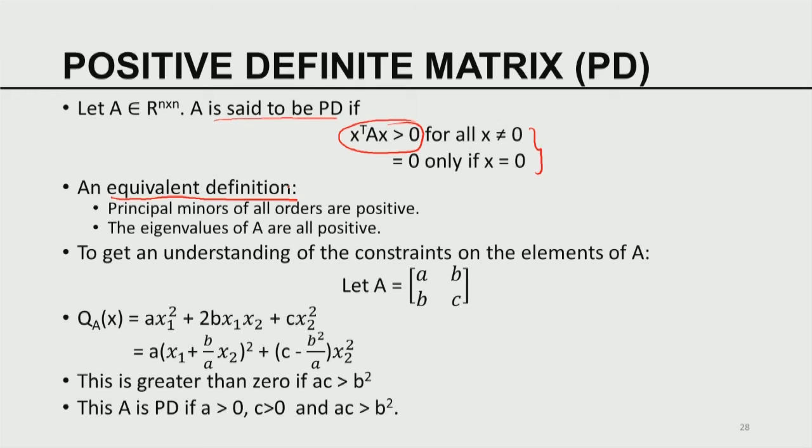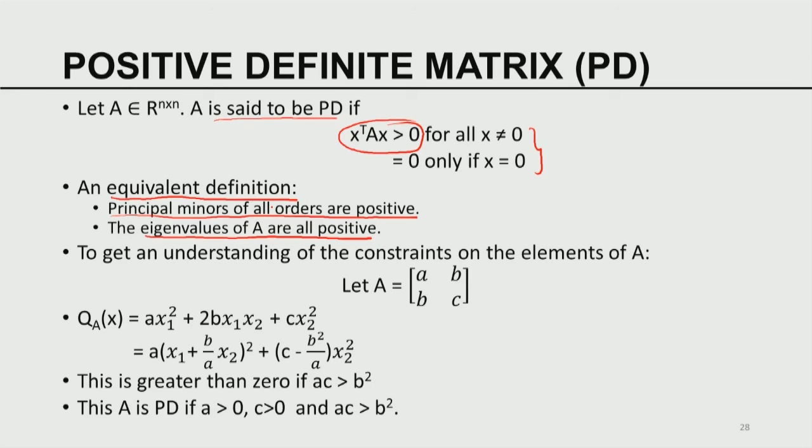So tests have been developed to decide under what condition a matrix is positive definite. One of the conditions is if the eigenvalues of A are all positive, then it is positive definite. If the principal minors of all orders of A are positive, the matrix is positive definite. A principal minor is the determinant of a submatrix. A matrix has several different principal minors. So if all the principal minors of a given matrix are positive, that means the determinants of all possible submatrices in a given matrix are positive, the matrix is positive definite.